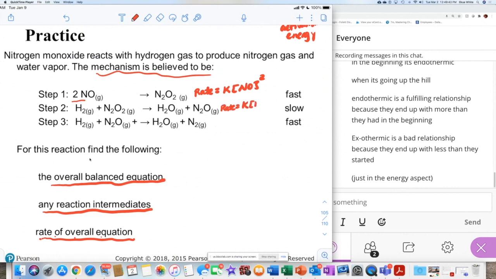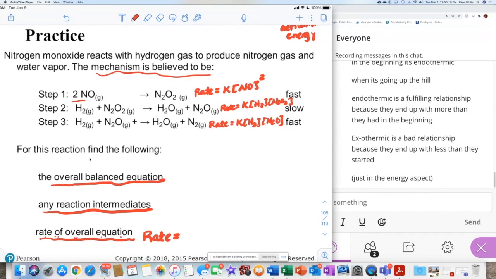Rate, will I have space here? Rate equals k, H2, and 2O2. Ooh, barely made it. Third one, rate equals k H2... Oh, no, hold on. H2, N2O. Okay, so I wrote the rates of each.